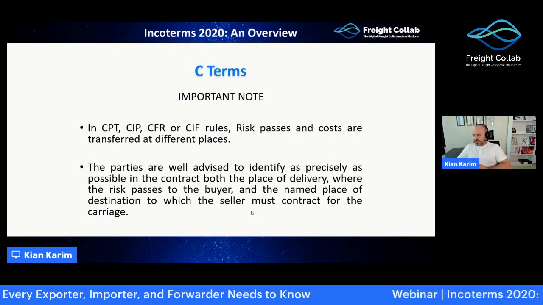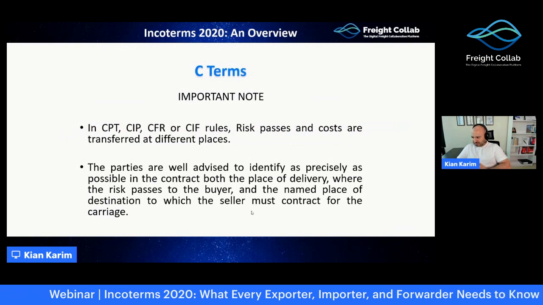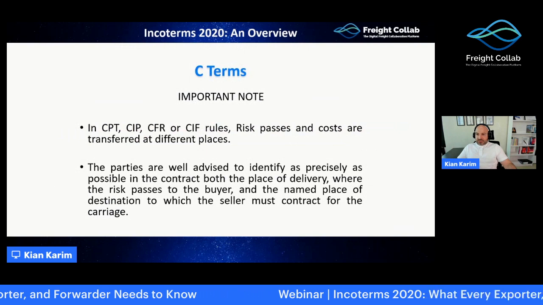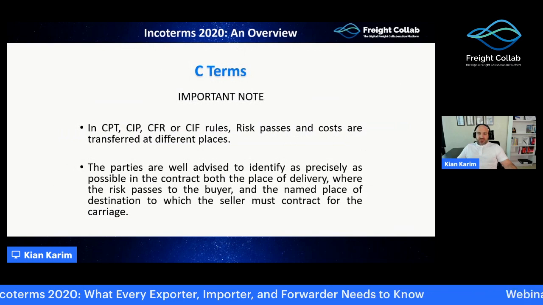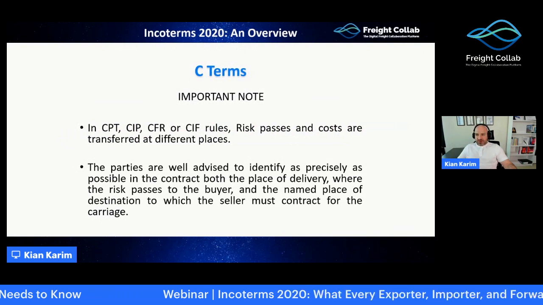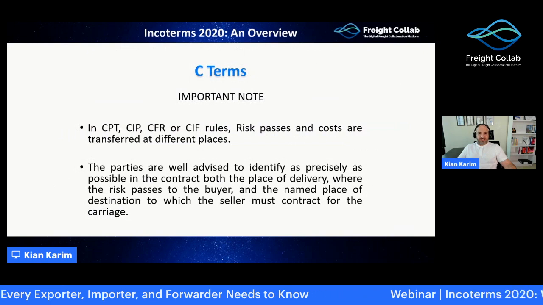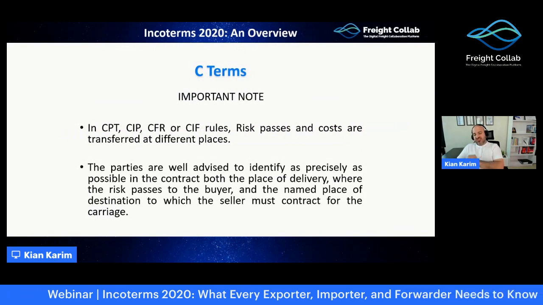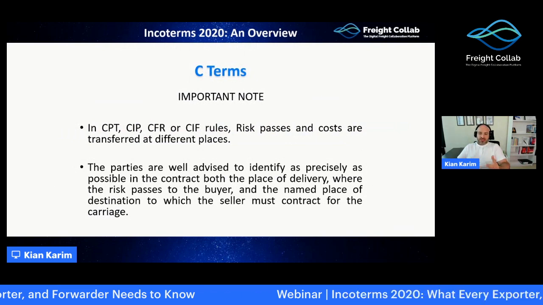So, in CPT, CIP, CFR or CIF rules, risk passes and costs are transferred at different places. The parties are well advised to identify as precisely as possible in contracts both the place of delivery where the risk passes to the buyer and the named place of destination to which the seller must contract for carriage. So as I mentioned, write down the place that you are selling, for example CFR Yunfo, and the port where the risk will be transferred, in this case for example Port Jebel Ali or Port Klang.